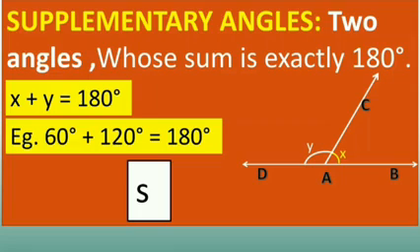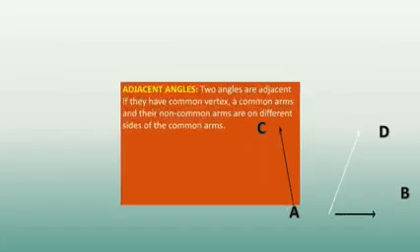The easier way to remember supplementary is the letter S is the first letter. When you join the two ends of S, you get 8. So 8 is there in 180. So that you can remember the sum of two angles whose measure is 180 degrees is equal to supplementary angles.